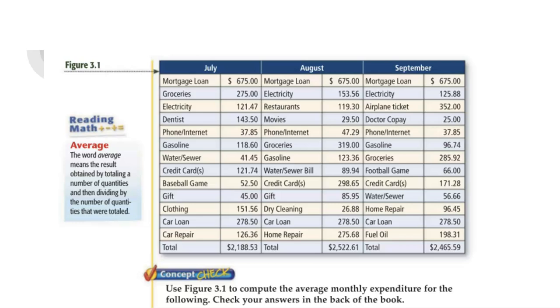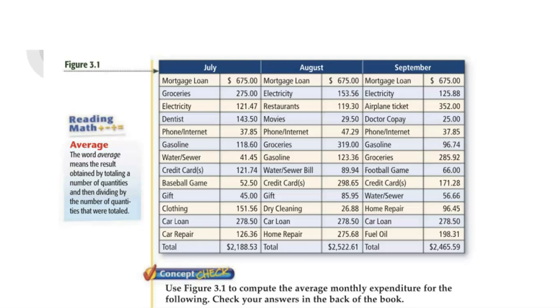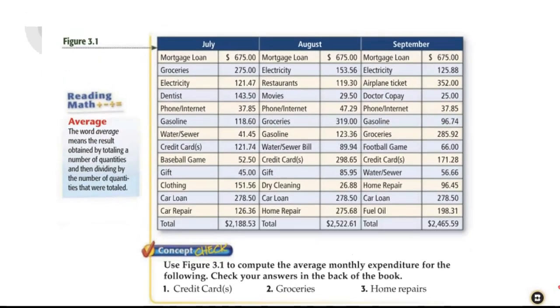Sometimes it will be an example like this, where we might have an example like this. So this is all their expenditures for every month. So if I was going to do credit cards, I would find the credit card here, find the credit card here, and find the credit card here.